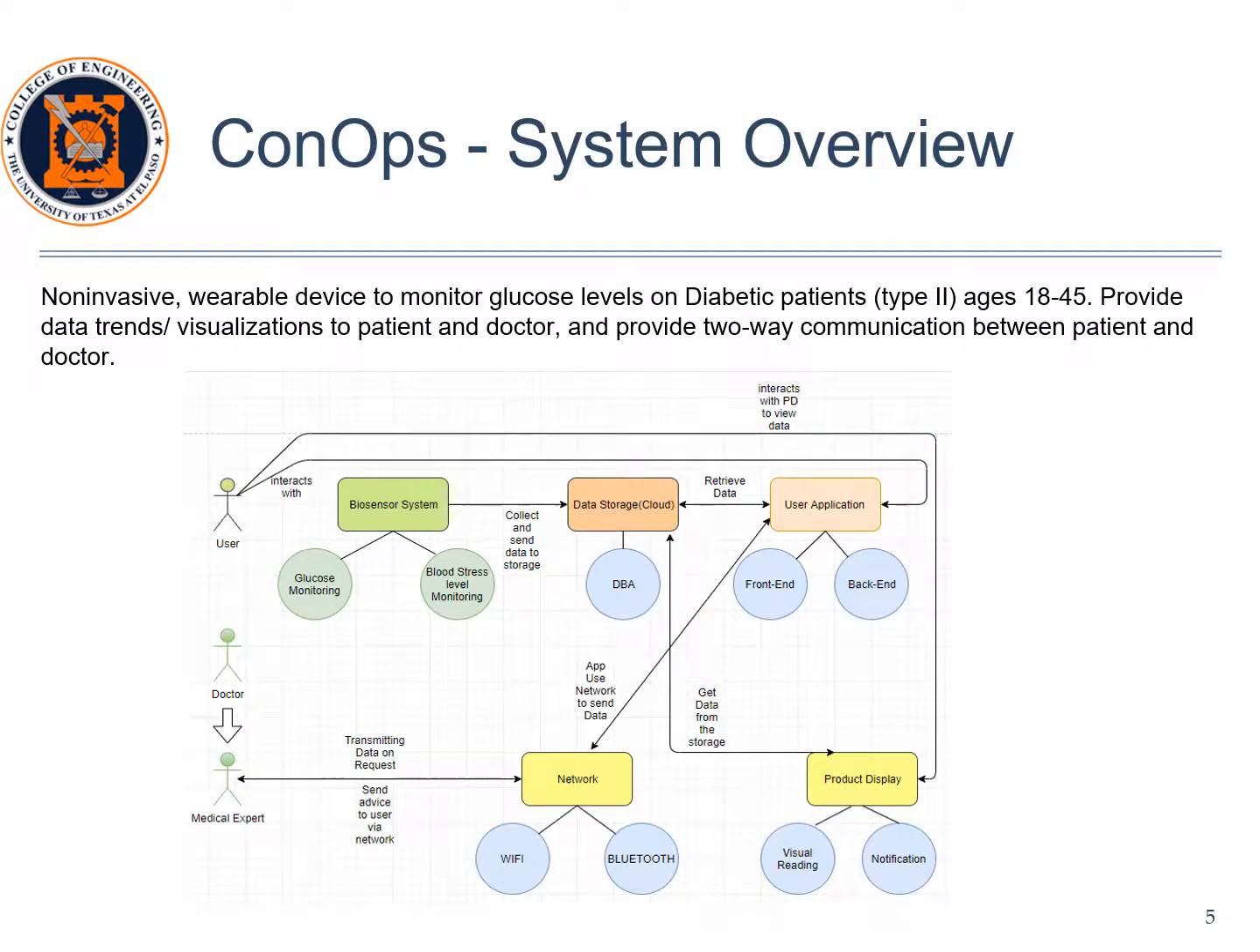This system will be a non-invasive wearable device that can monitor glucose levels on type 2 diabetic patients ages 18 to 45. It will also provide data trends, visualizations, and two-way communication between the patient and their doctor. It will consist of 3 subsystems: the actual wearable device that takes the measurements, the mobile application where the patient interface can help the diabetics view all their measurements and communicate with their doctors, and the secure network, which provides the communication between doctor and patient and provides secure transmission of patient medical data.